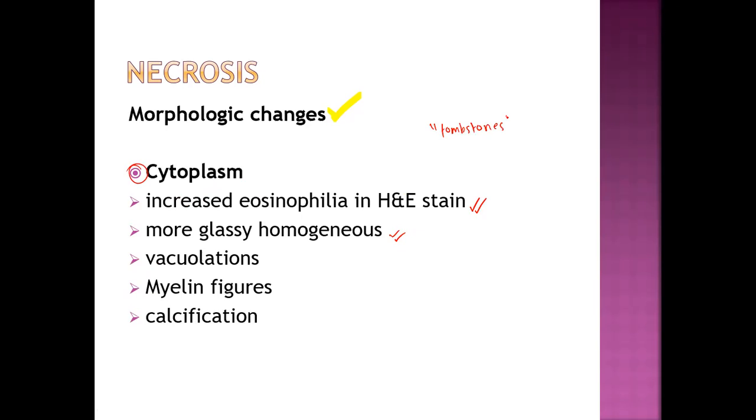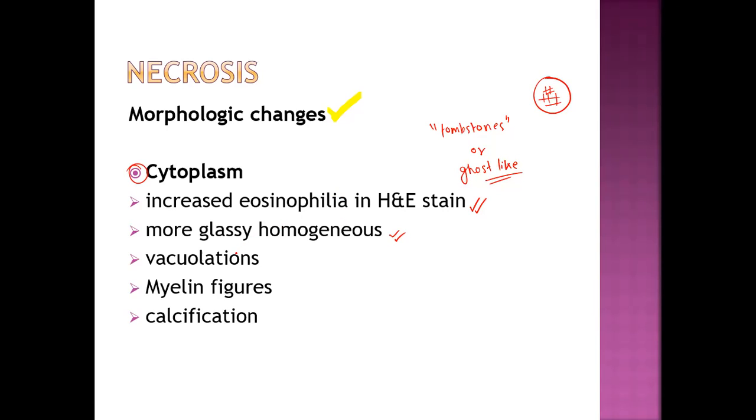ghost-like appearance. Tombstone or ghost-like appearance. As the outer architecture is maintained, suppose this is a cell, the outer architecture is maintained, but inside, the cytoskeleton and all the cytoskeleton proteins are destroyed. So there will be a ghost-like or tombstone appearance, and more glassy homogeneous means there will be more pinkish nature of the cell, that is cytoplasm content will be more as compared to the nuclear content.